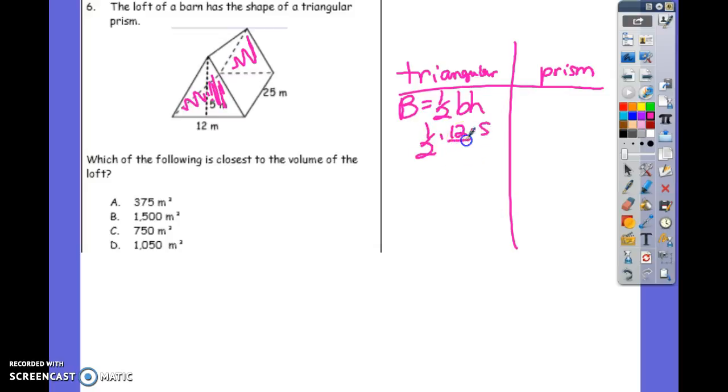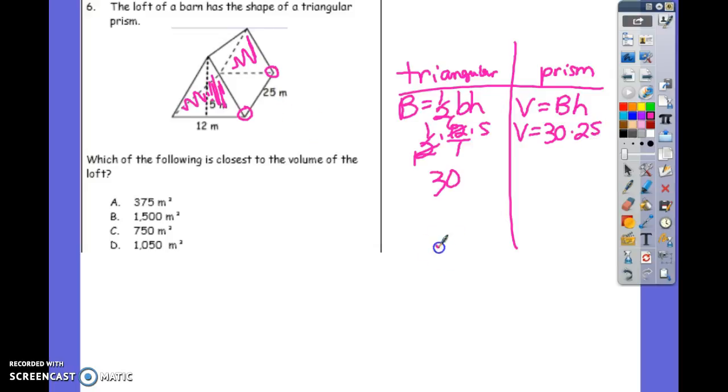1/2 of 12 would be 6. 12 divided by 2 is 6. 6 times 5 is 30. So the area of the base is going to be 30. Look at your formula chart. Find the formula for a prism. Volume is equal to the area of the base times the height of the prism. So we are going to put in 30 for the area of the base. The height is the distance between the two bases, so that's going to be 25.